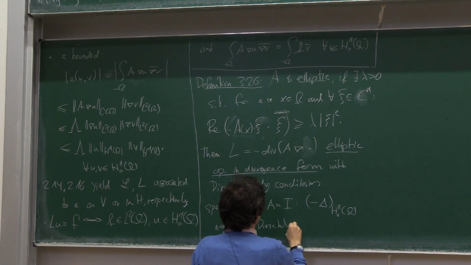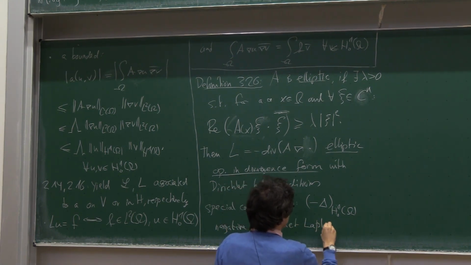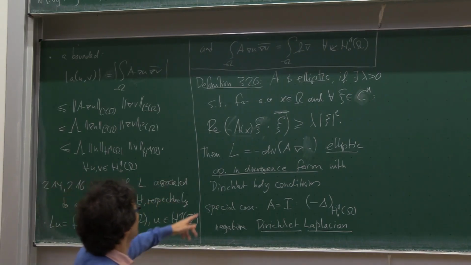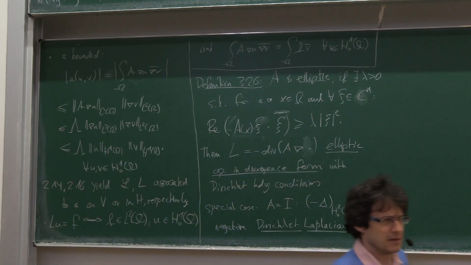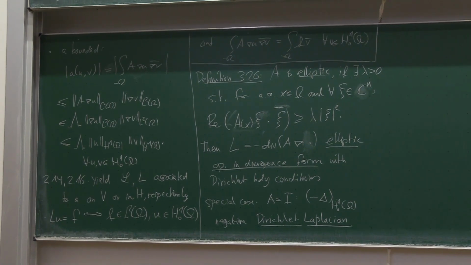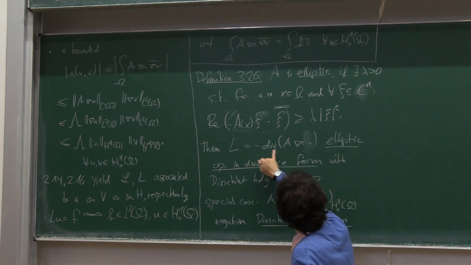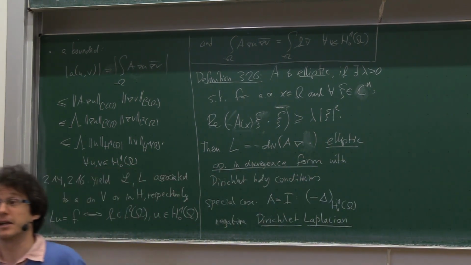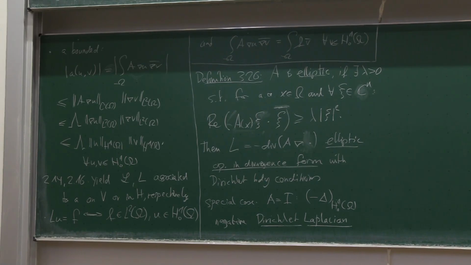You can now ask the question, why always this minus sign? So we have, why is L minus divergence A gradient? L is minus divergence A gradient in order to have the form a, the small a, without the minus sign. So this minus sign appears somewhere. You cannot avoid it. At some point you have a minus sign because between the operator divergence A gradient and the form, there is a partial integration. One partial integration gives you a minus sign. So you have to put the minus sign somewhere, either there or there.